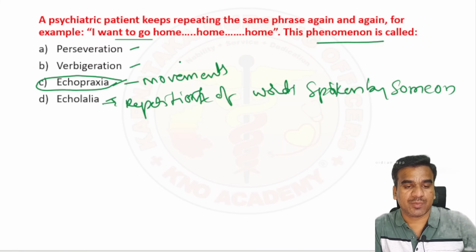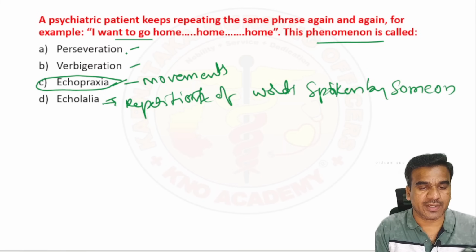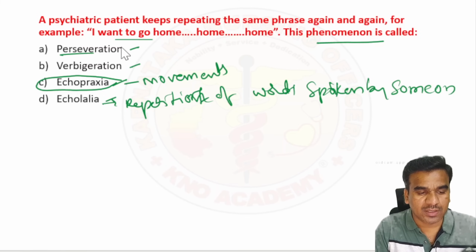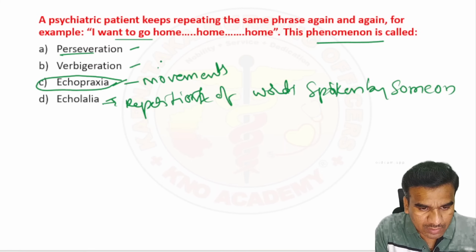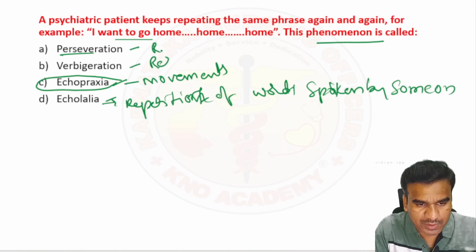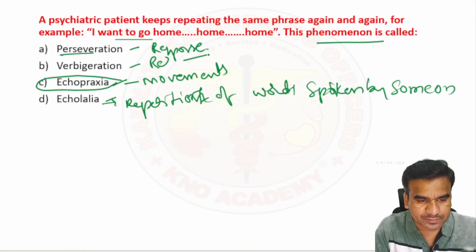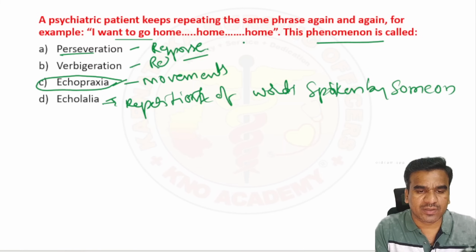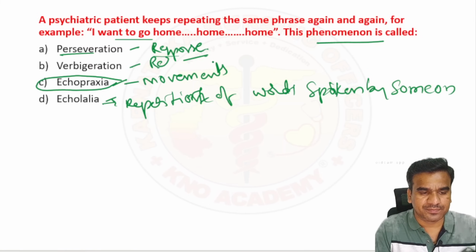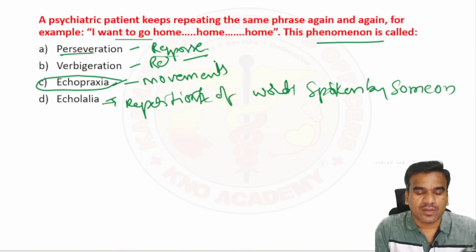Okay, so are a communication intent. Okay, perseveration is the repetition of the particular response. Okay, particular response. Perseveration is a response, which is by a word or phrase or anything, or by a gesture.